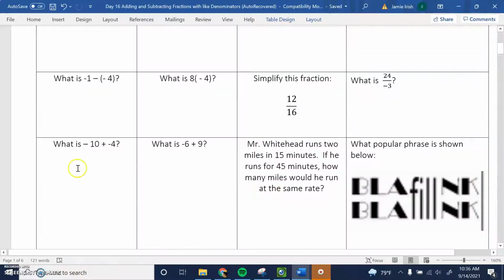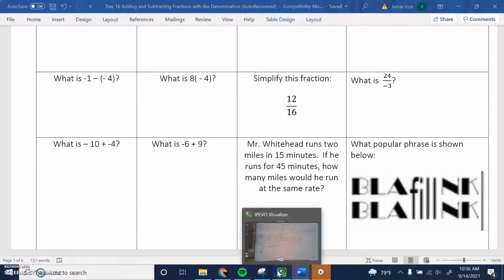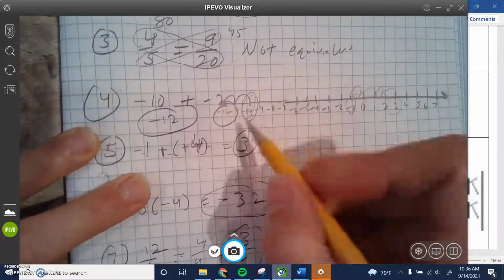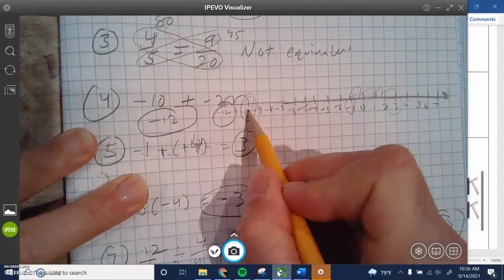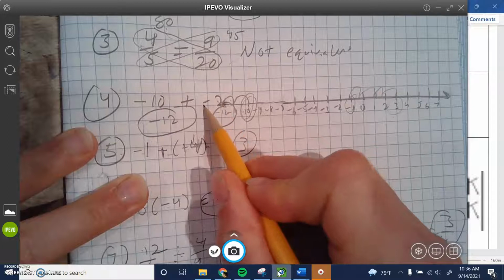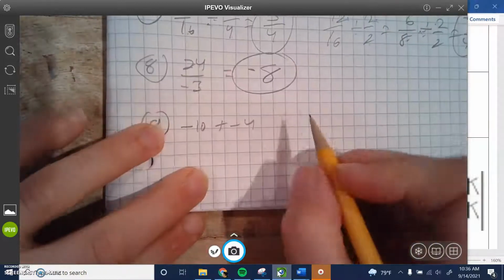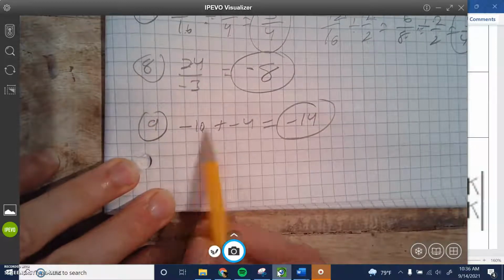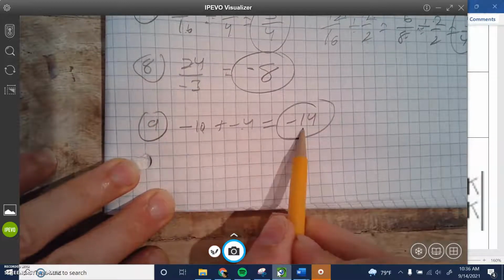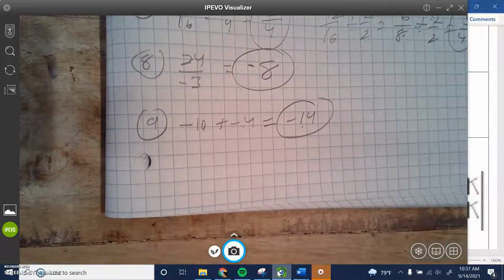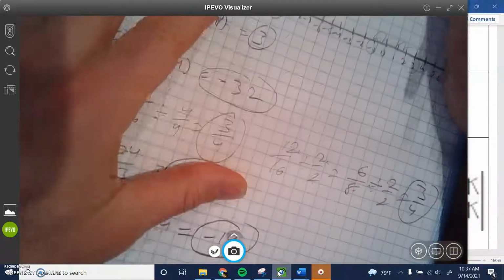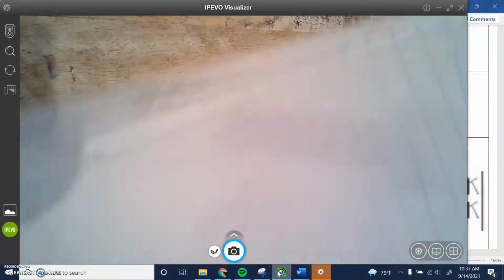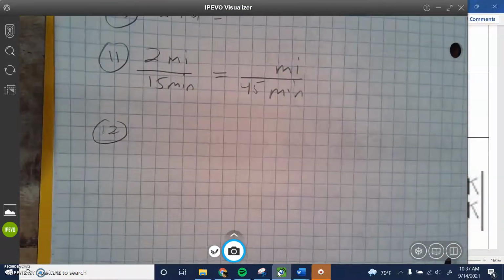Next one. -10 plus -4. What's that? So I'm at -10. And I'm going to go 4 to the left: -11, -12, -13, -14. Like if I owe $10 to one person and I owe $4 to another person, that means I owe 14 total dollars, right? Got it. All right, I'm going to need more room, so I'm going to go to my second page. Here we go. Next one.